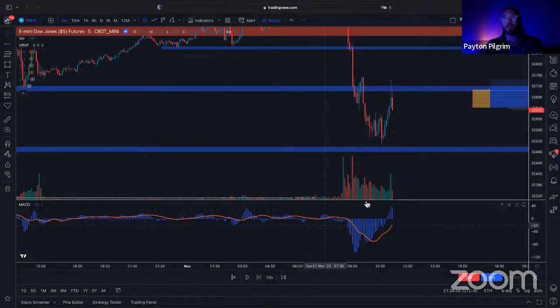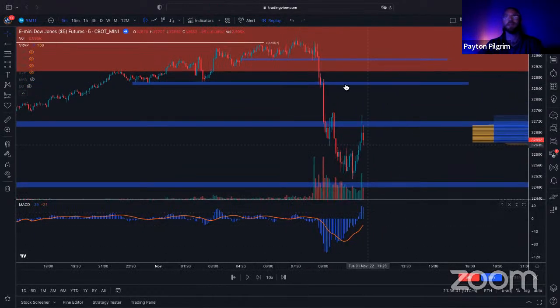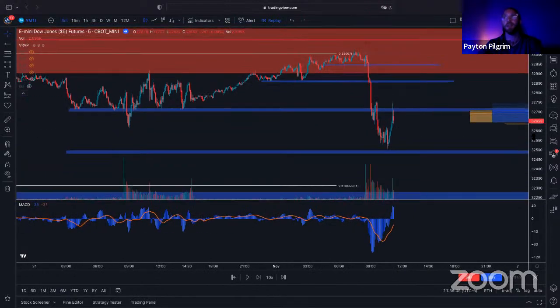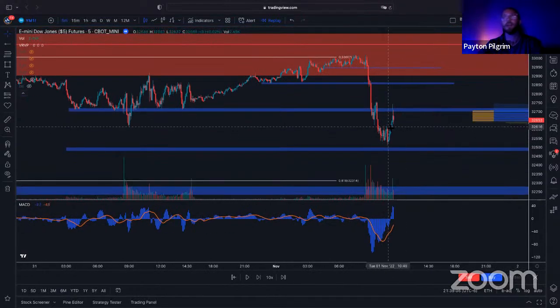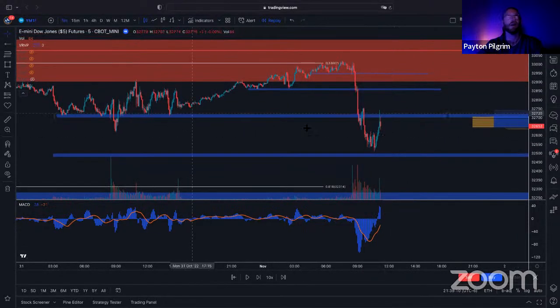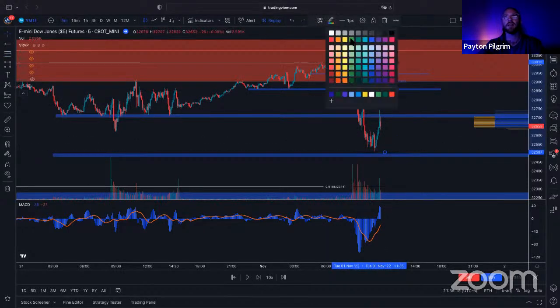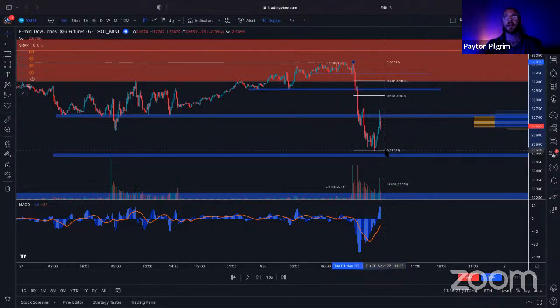Okay, so that was a clean move down, and these levels are respected heavily. I like that. Waiting for a better time, really, but we're going to look for this short, I think. If it comes back into these areas, I think that's valid.